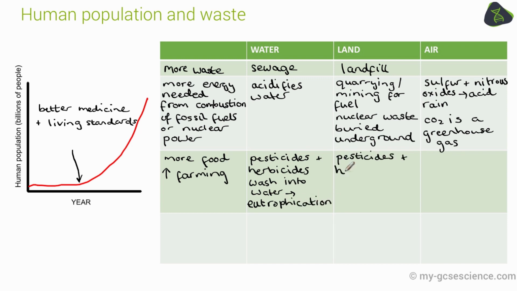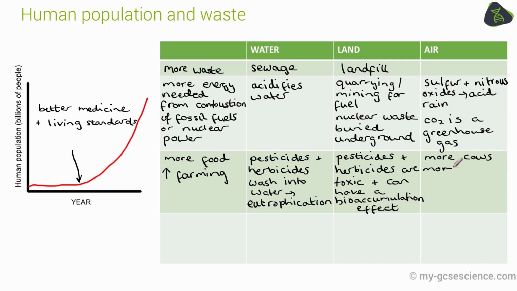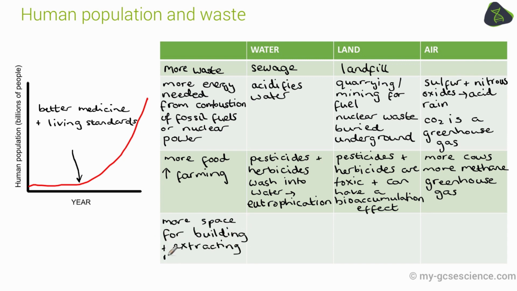These pesticides and herbicides are toxic and can have a bioaccumulation effect, which I'll go into in more detail in a moment. Most people like to eat beef, so more cows are grazed, and these cows produce methane, which is another greenhouse gas. More people means more space is needed for building and for extracting raw materials.